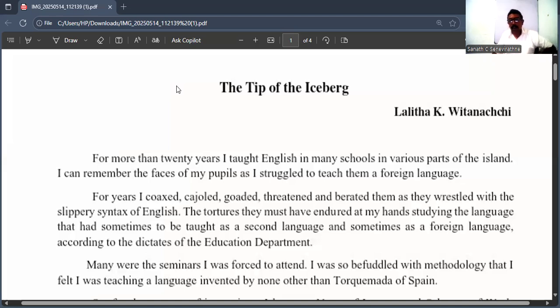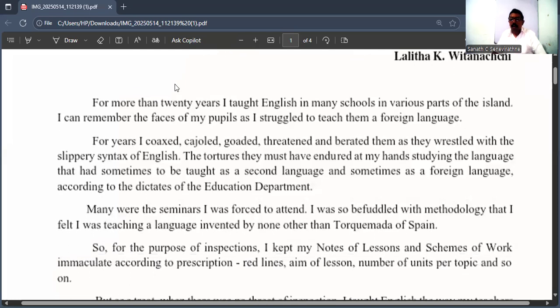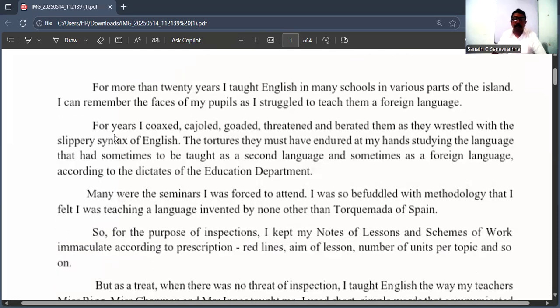That's why she said the tortures they must have endured at my hands, studying the language that had sometimes to be taught as a second language and sometimes as a foreign language, according to the dictates of the departments of English. Full stop. That means she criticizes the process of teaching English.